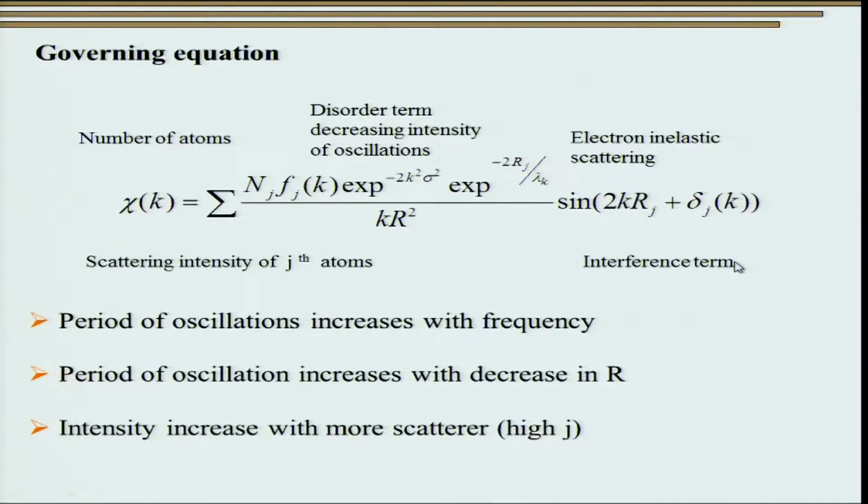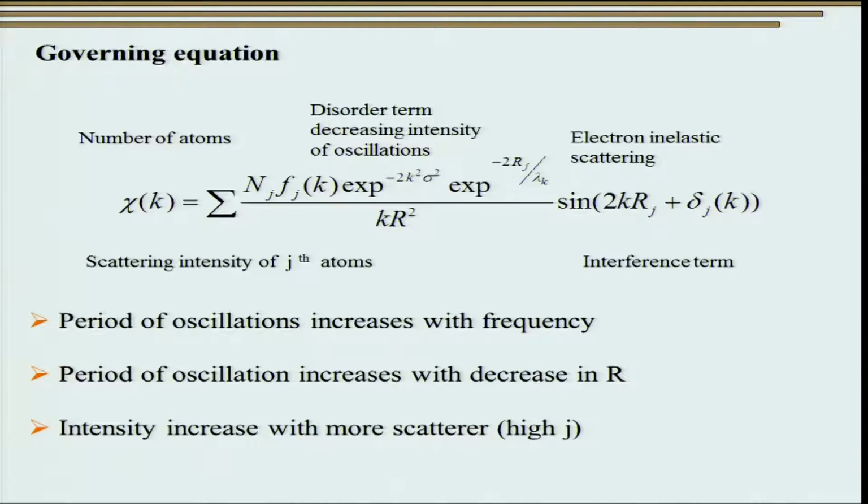So, we have to see how much interference is occurring. This electron inelastic scattering term is the second exponential. The first exponential over here is actually the elastic scattering, which dampens, and this interference term essentially decides what kind of oscillation pattern we are going to get.